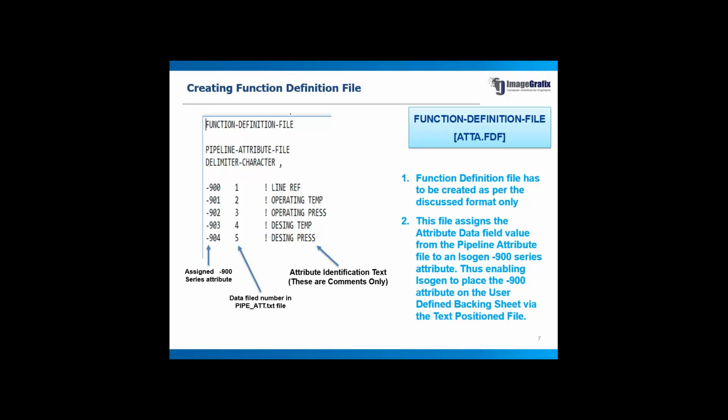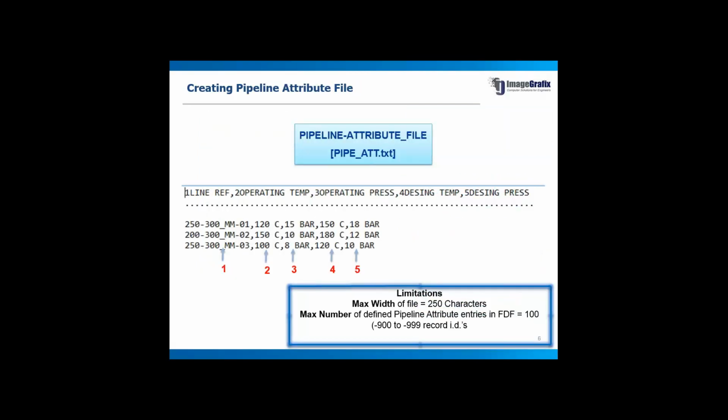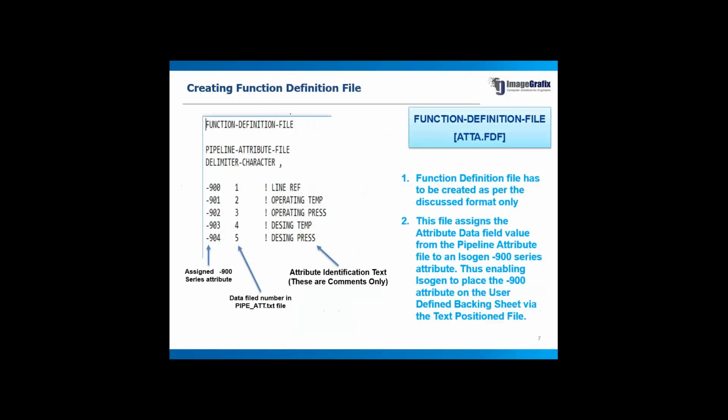Now here, if you see, I'm in the previous slide. All these lines whatever I had defined, maybe 250-300, 200, and so on, these records can be entered in the range of 900 to 999. Okay, so this is the value which we have in the pipeline attribute entry. By following that, here I can use the numbers from 900 up to 999. That is the one I said, 100 entries.